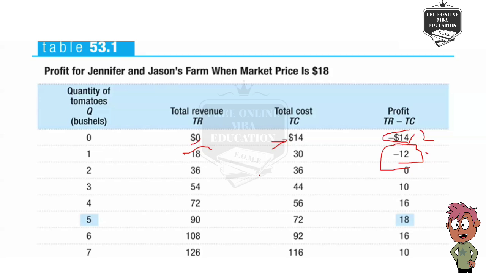And so on. I move to the fourth, my TR becomes 72, my TC becomes 56, my profit rises to 16. At the fifth unit, my total revenue is 90, right? And my total cost is 72. Here I am making a profit of $18.